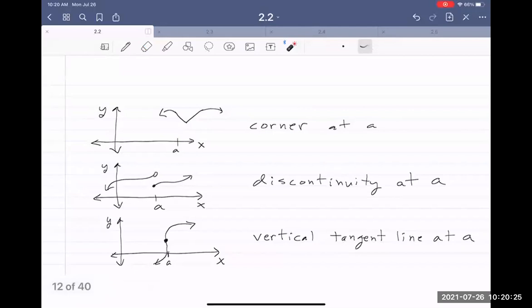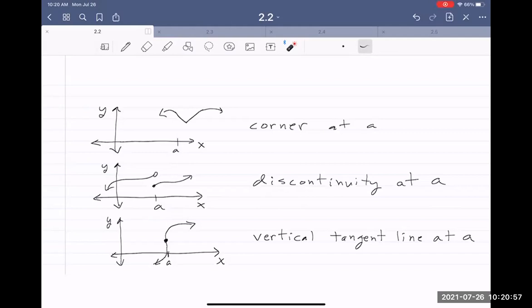Also, we saw from before that in order to be differentiable, you must be continuous. So if you have some discontinuity at a, it could be a jump discontinuity, it could be that you're not defined at a, that you have a removable discontinuity, any sort of discontinuity at a, then this is the reason you're not differentiable.